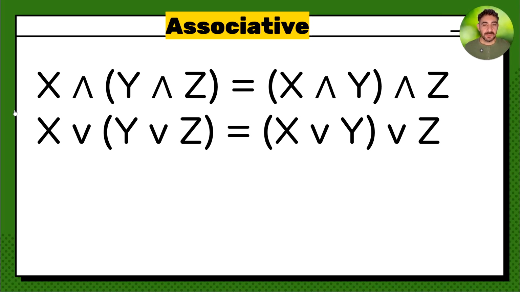So the associative rule simply means it doesn't matter how you group the terms using parentheses. When you have the same logical operation repeated, the final result will be the same. In other words, another way to look at this is when you are ANDing or ORing 3 things together, you can do the operation in any order.